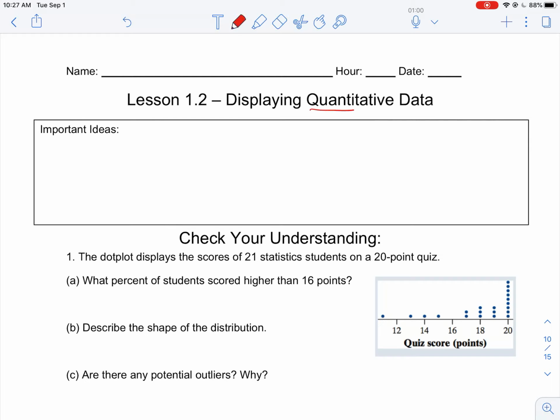Quantitative data has the word quantity in it, meaning it's data that's described by a number. So the number of pairs of shoes, number of states that you visited, your height, your weight, things like that.